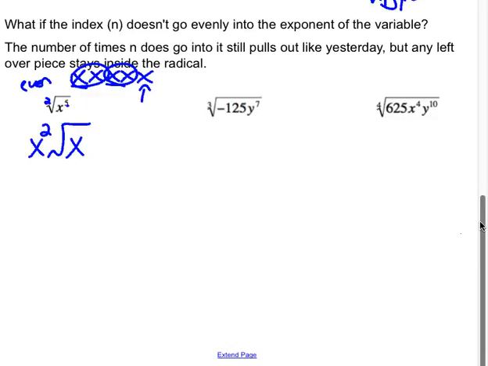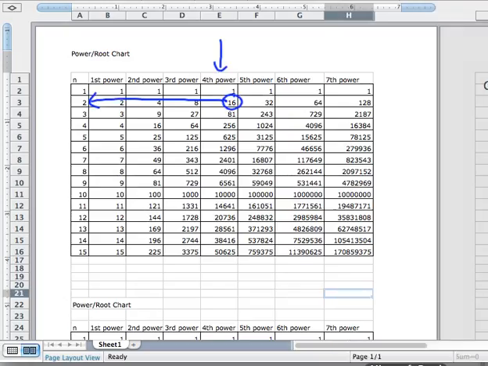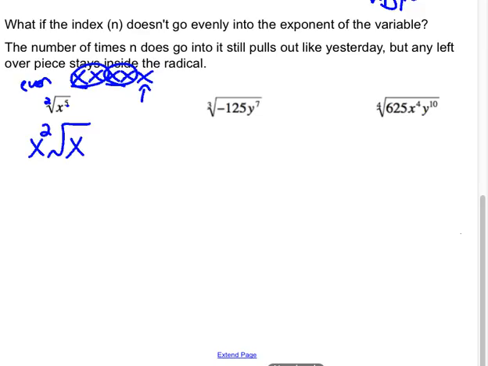All right, let's take a look at this next one, the cube root of negative 125. So cube root, I'm going to look at my third column. 125 is actually on my list. So that's just going to give me a 5. However, because it's a negative, it's going to pull out as a negative 5. Because remember, odd roots can have negatives inside the radical.